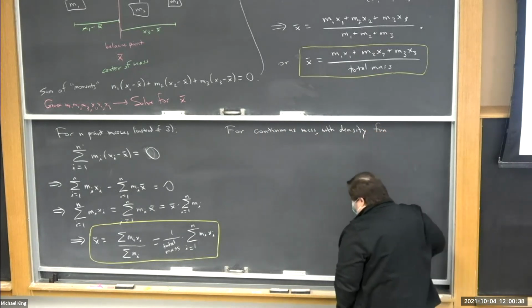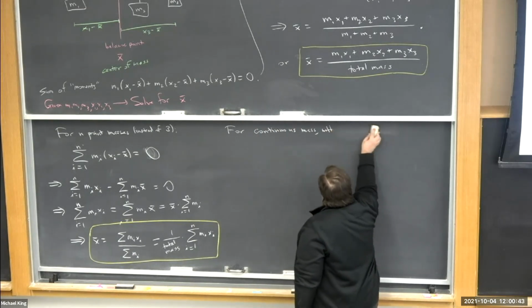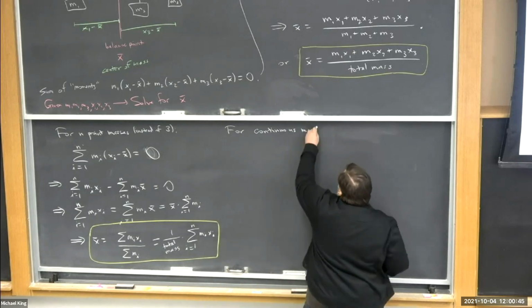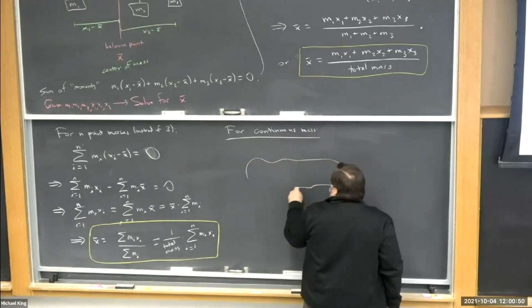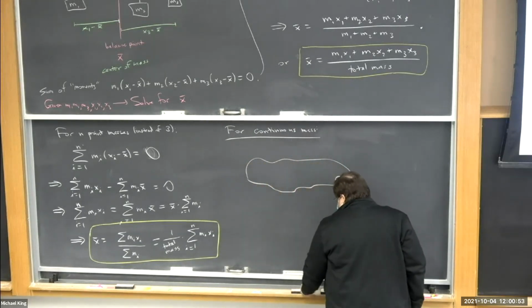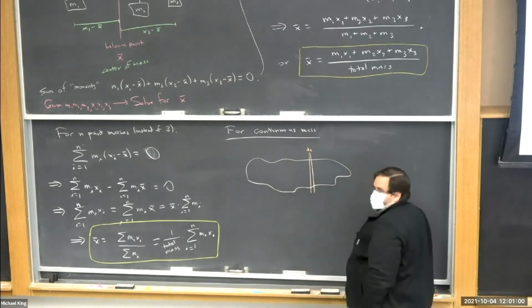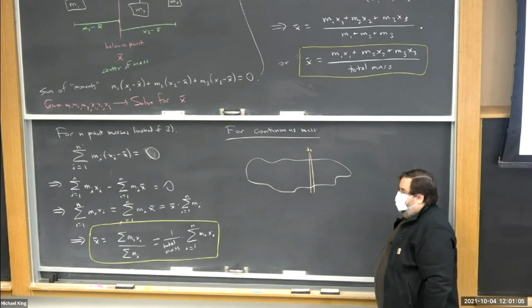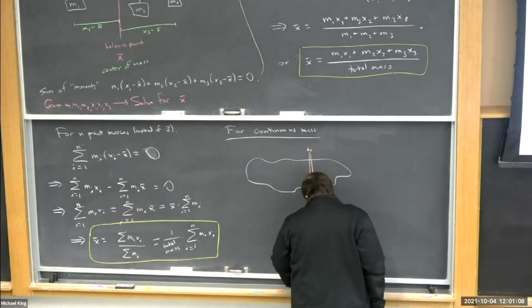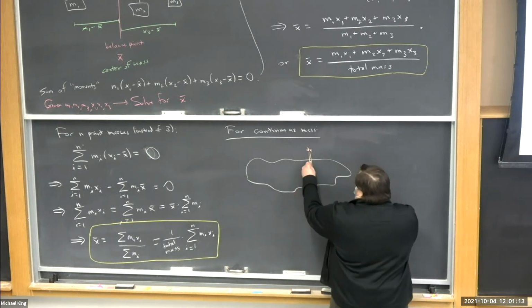or, well, actually, I shouldn't say that. Be a little careful. Actually, let me just do this. For continuous mass, we have some, I'm just going to make like a blob. Okay. And if we slice it, a really thin slice, the width is dx, right? And then let's say somehow we find some function so that the mass of the slice is just this thing, I guess.